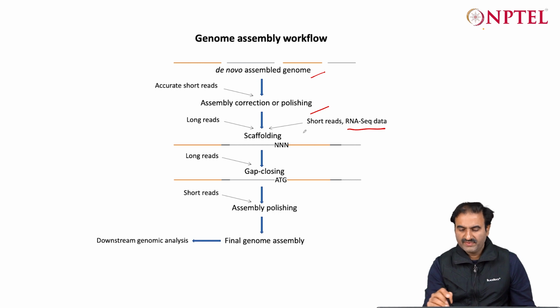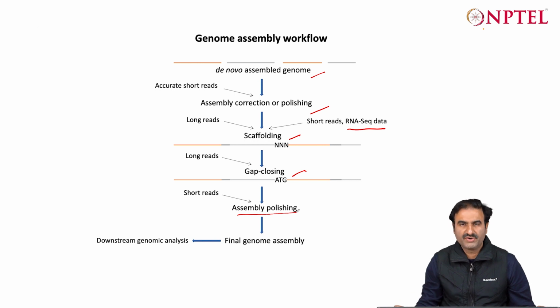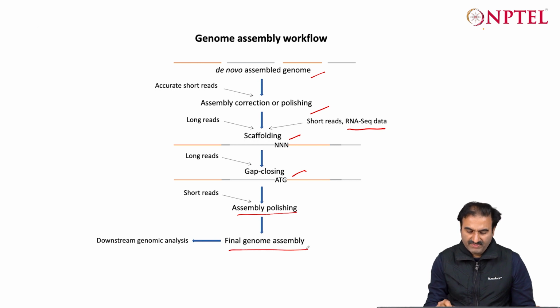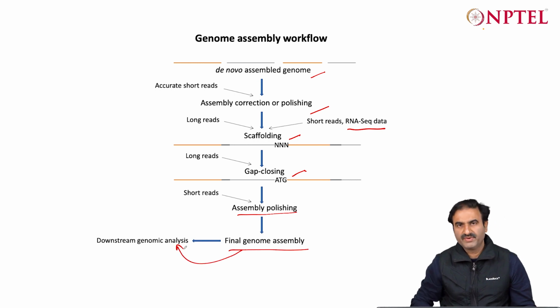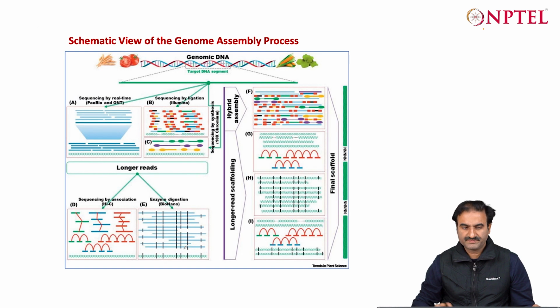Then along with these inputs, scaffolds are made, and gaps are closed with the long reads, right? Then again, since you have used the long read, you can go for another round of assembly polishing by short read, because there could be errors. So by this repeated assembly and error correction, you will arrive at a final genome assembly, which is taken for the downstream analysis, which we'll be doing in the later part of the lectures.